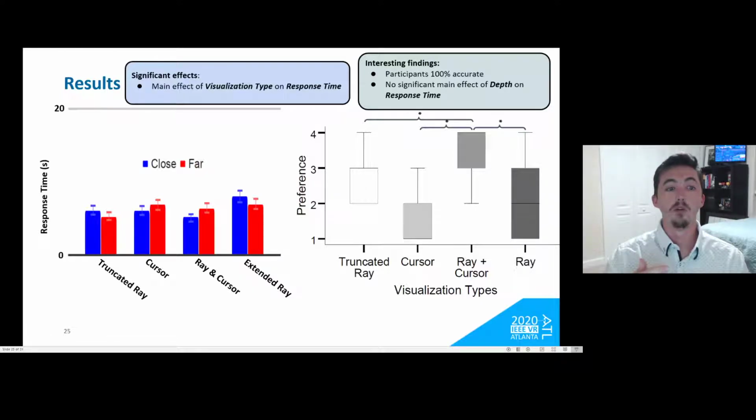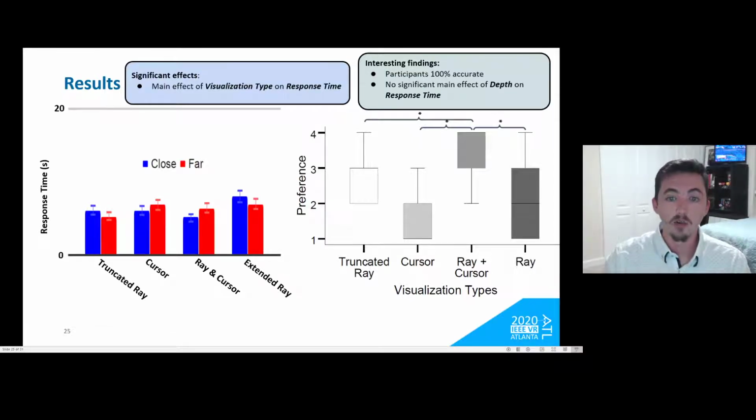Interestingly, no mistakes were made during the second study. And this was because there were no errors applied to those visualizations. Another interesting thing to note is that there was no significant effect of depth. Also, our participants had an easy time making their selections for this particular study.